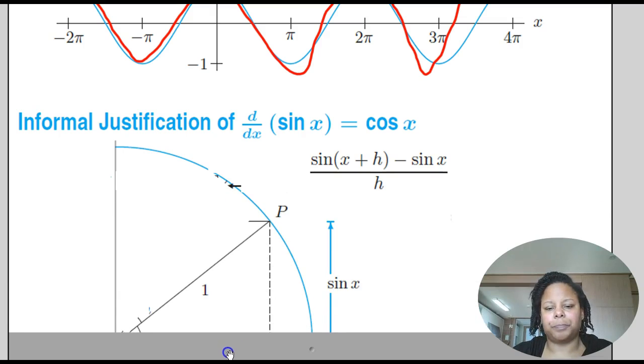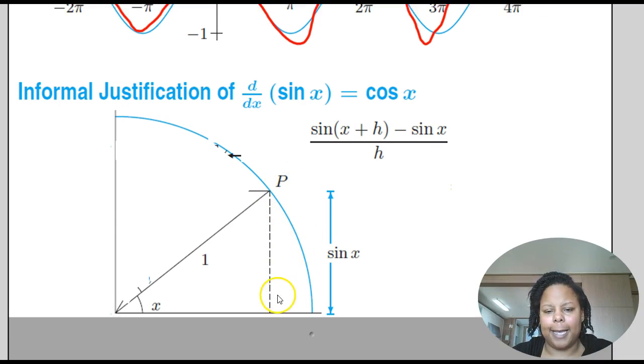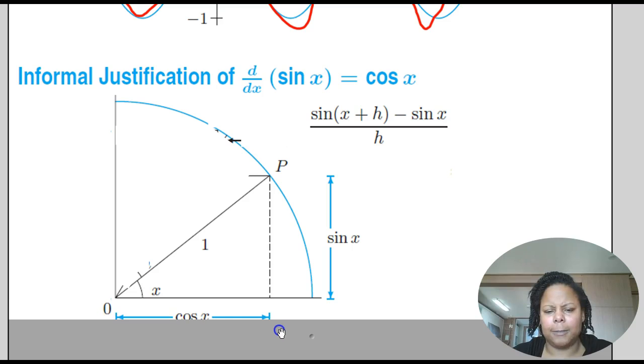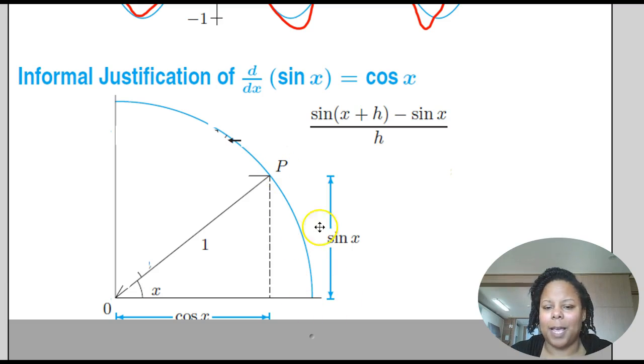So if you remember, let's say we have this unit circle, and we have x being the angle that the line makes with the x-axis, and P being a point with the coordinates of x comma y. And if you remember from pre-calculus, the x value of P is the cosine of x, the point's horizontal coordinate, and the y value is the vertical component, which is sine of x, if you remember from trigonometry.